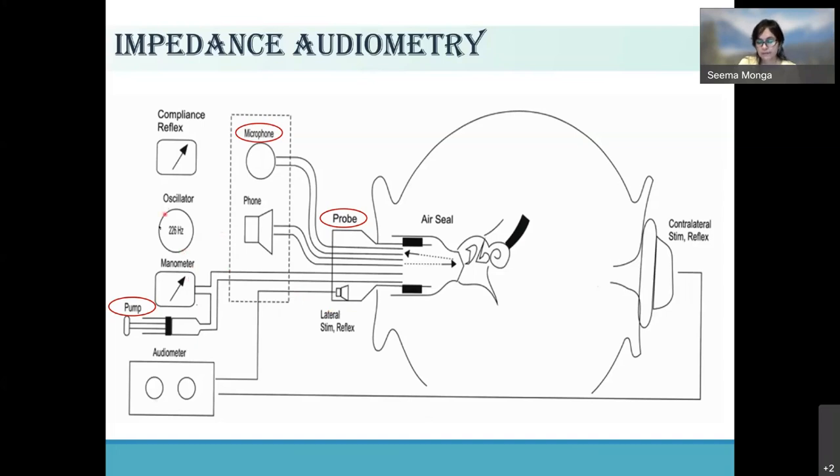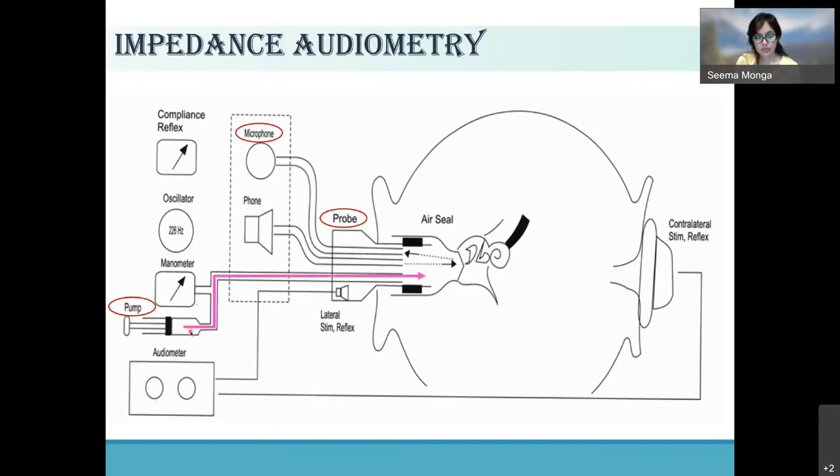So what frequency of tone are we giving? We are giving a 226 Hertz tone. In impedance, we are giving only a 226 Hertz tone. This is a manometer through which the pump pressure is changed. So we can make negative middle ear pressure, or we can make it positive middle ear pressure also. We are changing the pressure inside the middle ear through this pump. And then we check at which pressure the middle ear is functioning the best, the tympanic membrane is functioning the best. We are changing the pressure in the external canal and the middle ear, and then we are checking at which level the compliance is the maximum.